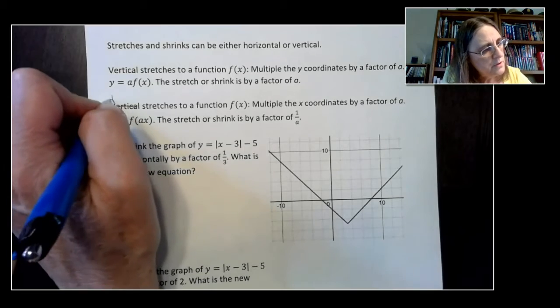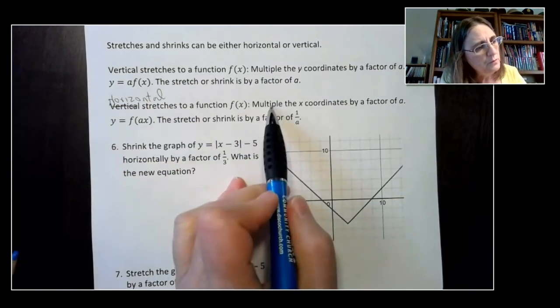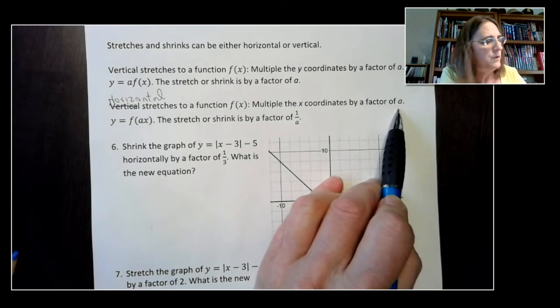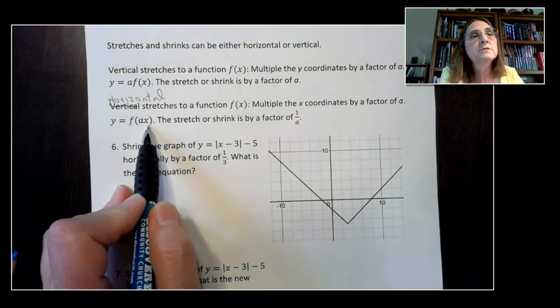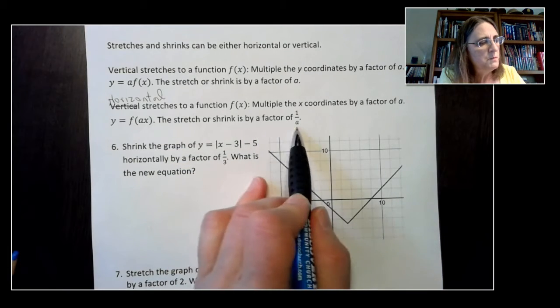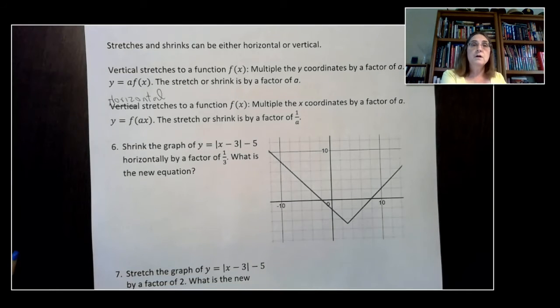Horizontal stretches to a function, we multiply the x-coordinate by a factor of a. So we get y equals f of a times x, and the stretch or shrink is by a factor of 1 over a. That's because on our horizontal ones, it always seems to be the opposite of what we would expect from the equation. It's because we compensate instead. Okay, so let's take a look at how those work.